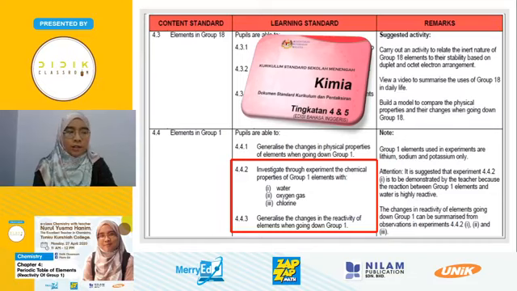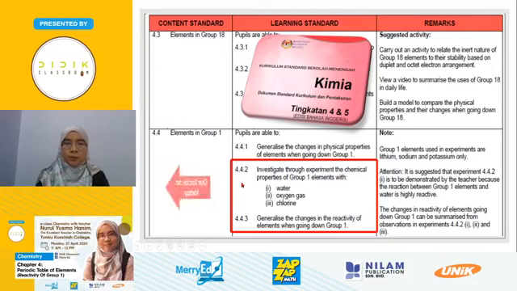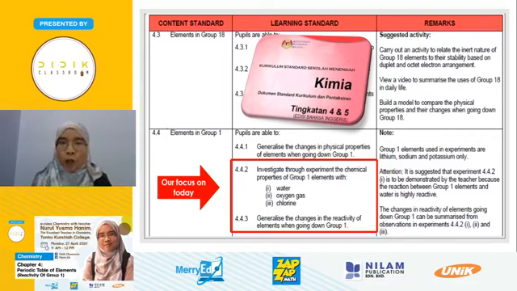And according to the DSKP or Dokumen Standard Kurikulum dan Pentaksiran, our focus for today is this one. Investigate through experiment the chemical properties of group 1 elements with water, oxygen gas and chlorine. Of course, because we are at home, we cannot carry out experiments as in our lab at school. So we're going to show you some simulations, and then we're going to generalize the change in reactivity of elements when going down group 1. Okay, so this is our focus today.